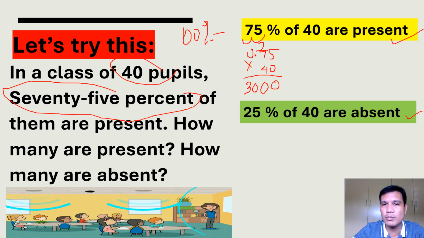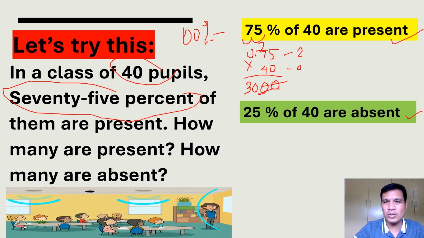Okay, then count the decimal places. Dalawa dito. Dito ay wala. So, 2 decimal places tayo. 1, 2, put here. So, erase na natin ang dalawang 0 na to. Wala na silang value. So, ang natira ay 30.